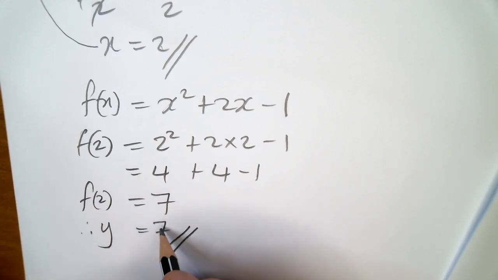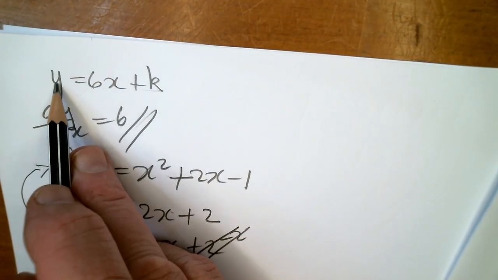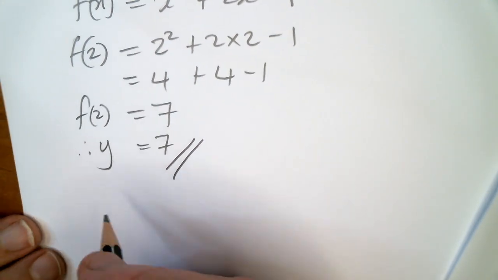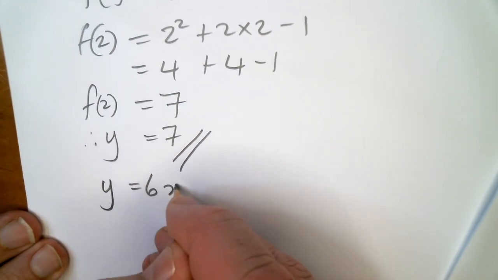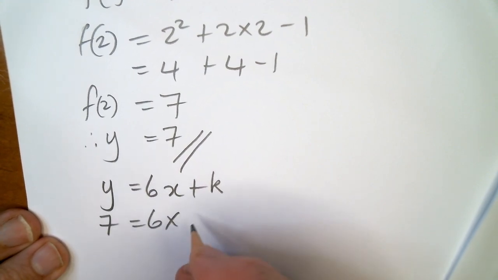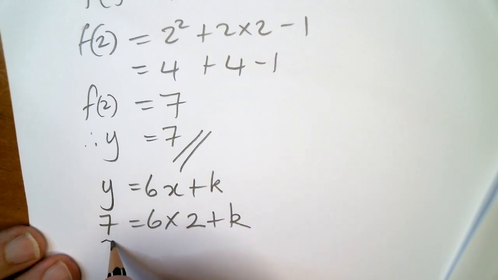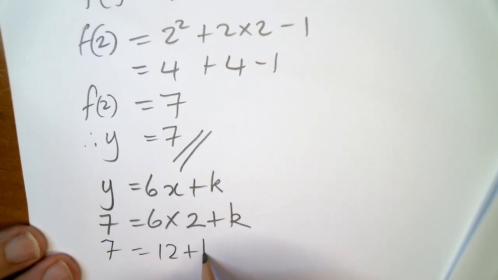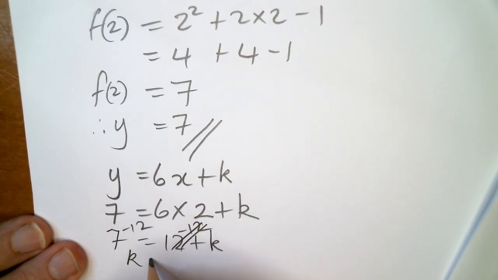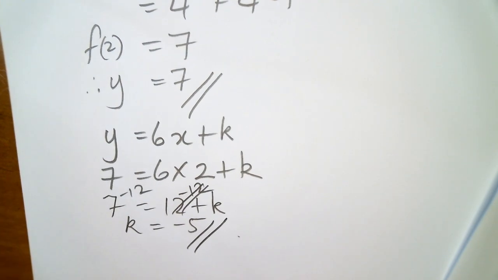Now we know that y is 7, and we know that x is 2. So now we can put y as 7 and x as 2 into here and solve for k. So we've got y is equal to 6x plus k. But y is 7 and x is 2, so this should be an easy matter now. We've got 7 is equal to 12 plus k. Let's subtract 12 from both sides, leaving k equal to negative 5. And that's how I would find k.